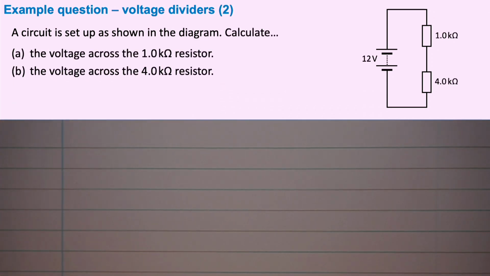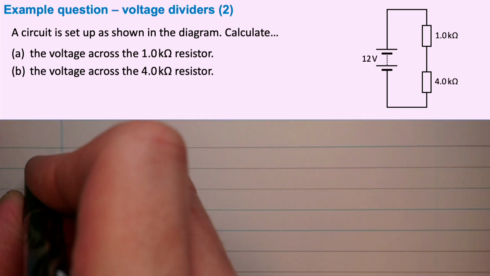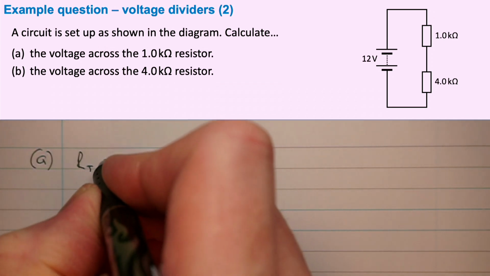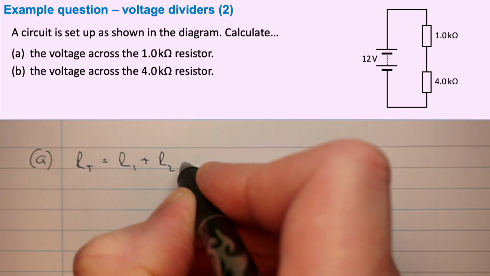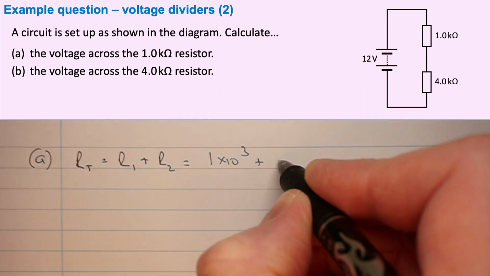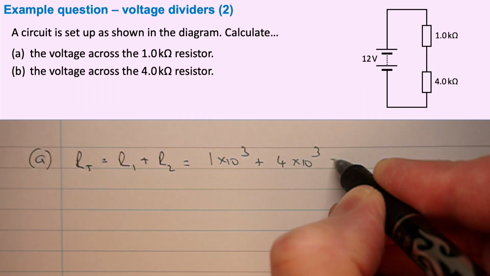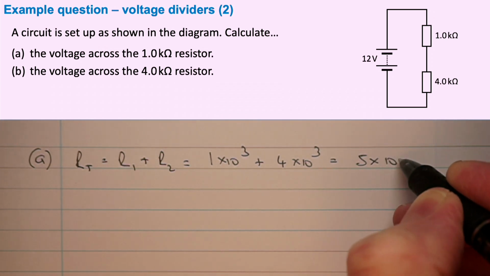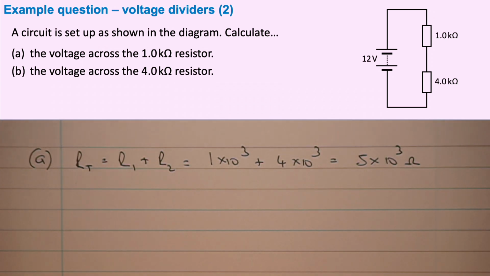Example number 2 says, a circuit is set up as shown in the diagram. Calculate A, the voltage across the 1K resistor, and B, the voltage across the 4K resistor. I could use that same method as before. When I work out the total resistance, I'll do this quickly, R1 plus R2. A 1k resistor is 1 times 10 to the power of 3. A 4k resistor is 4 times 10 to the power of 3. Together, that would be 5 times 10 to the power of 3 ohms, which is 5,000 ohms.